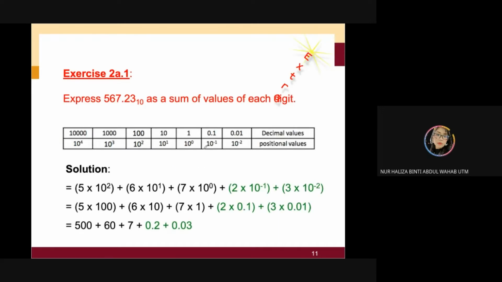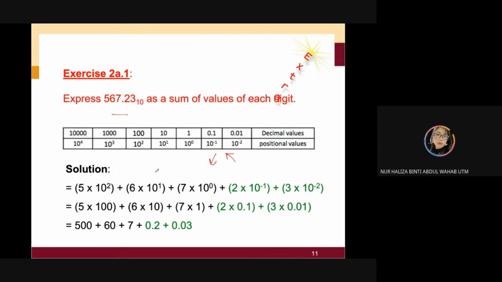I'm not going to do this example or exercise. You can try to do it, and please screenshot this solution, because I guess there is no answer in your notes or slide that I'm going to share.